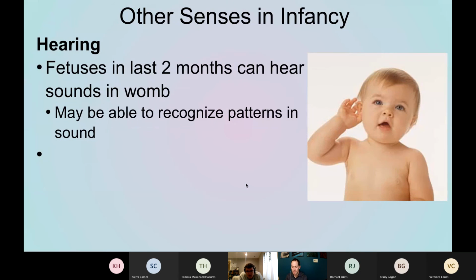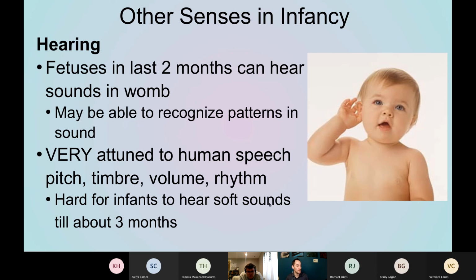So I mentioned this earlier today. Fetuses in the womb can hear sounds. It seems like it makes them more attuned to pick up human speech earlier because you can hear the pitch and the pattern of human speech. So with that, it is hard for infants to hear really soft sounds till about 3 months old. So with that being said, a lot of times when you see a baby, our natural instinct seems to be to whisper. So talk really quiet to the baby and be really calm.